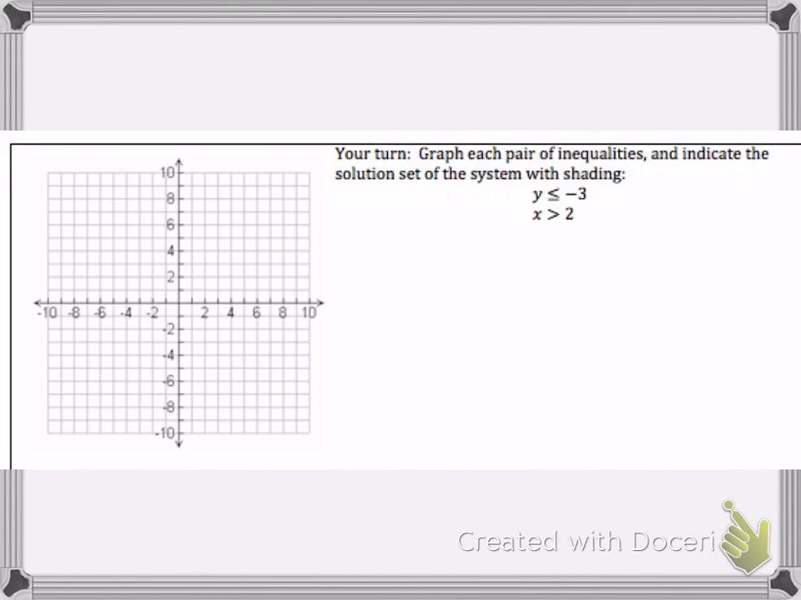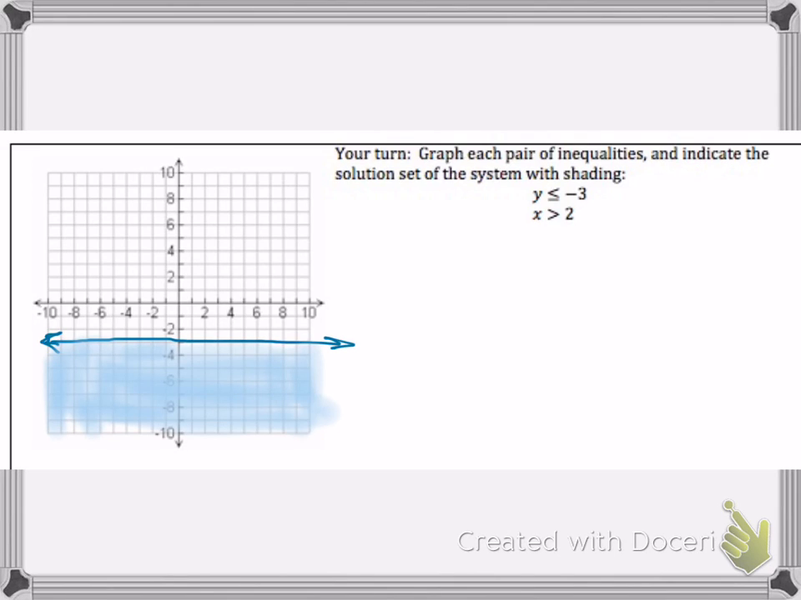So I'd like you to try graphing the next two inequalities on your own, and on Edpuzzle, decide what quadrant the intersection, or the solution of the system of those inequalities, occurs in. And then once you answer that question, you restart the video and hopefully your solution will match mine.